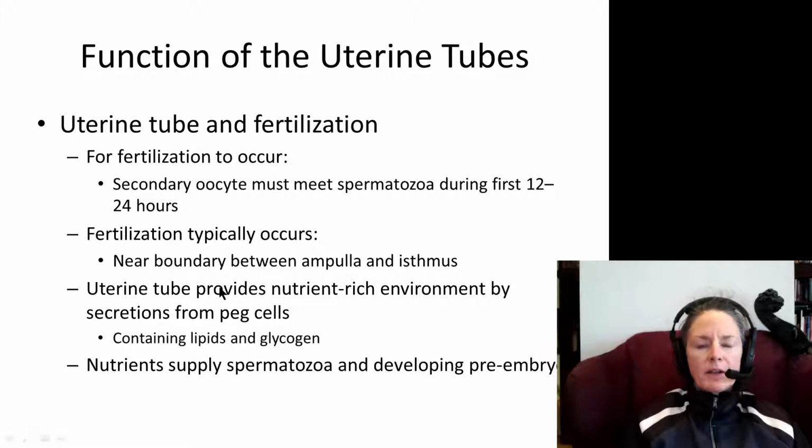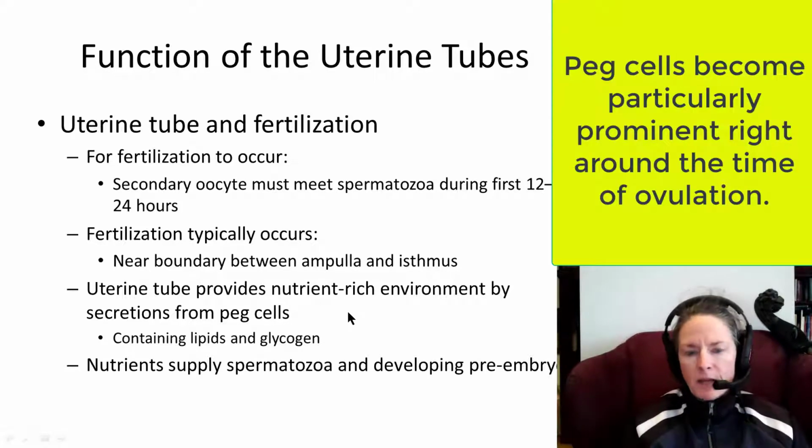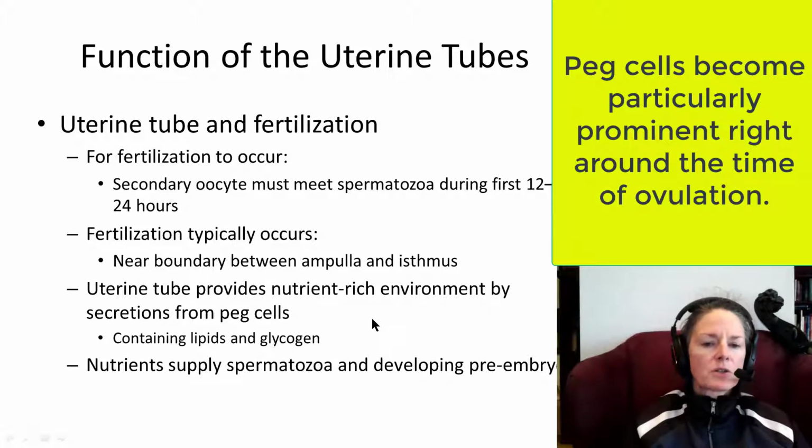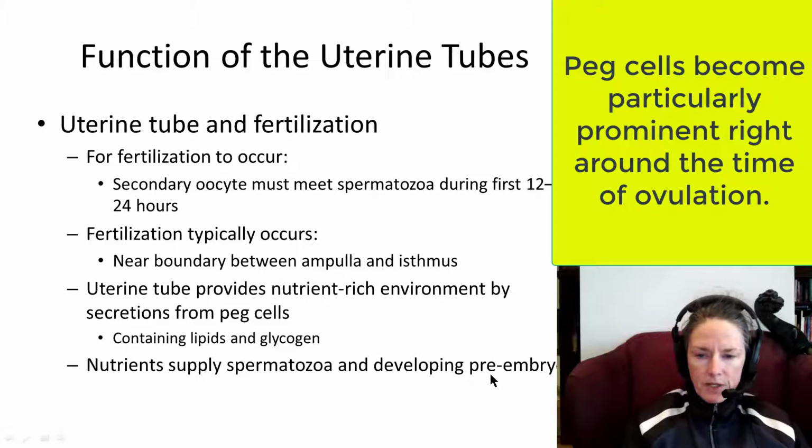Along the way, we're going to have these specialized cells called PEG cells. And these do not have cilia, but these are going to be secreting nutrients for the oocyte. So they're going to have lipids, glycogen, these kinds of things. And this is going to help supply the oocyte. And if there's a meeting between the sperm and the egg, it's going to help the pre-embryo get the nutrients that it needs.